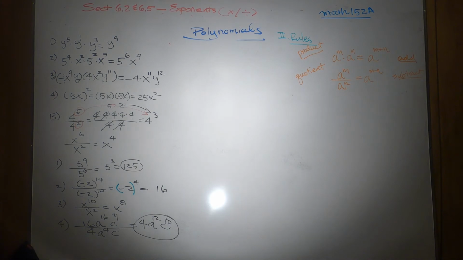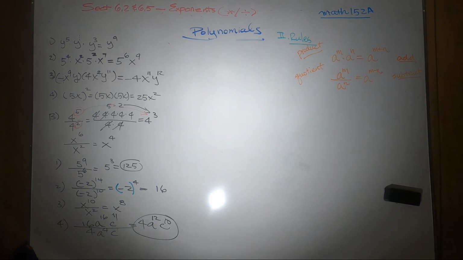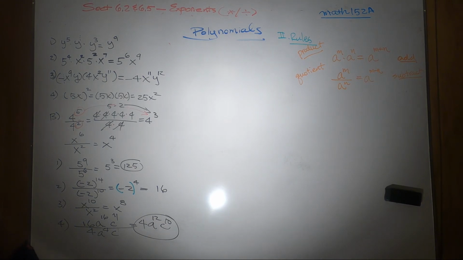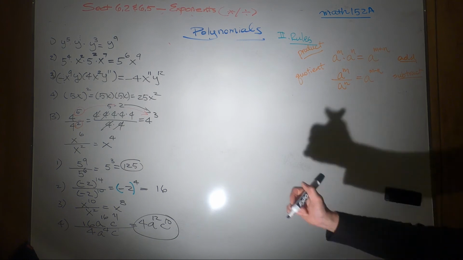So for our answers, we always write a what? Each individual variable once with its own power. Okay? Then you combine your numbers all together. Let's look at the next one.